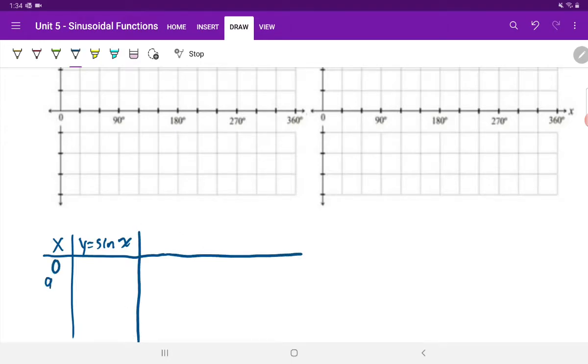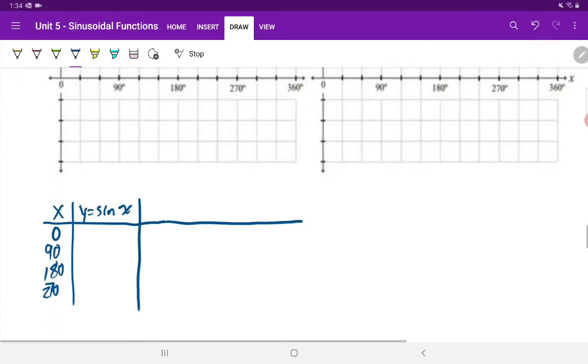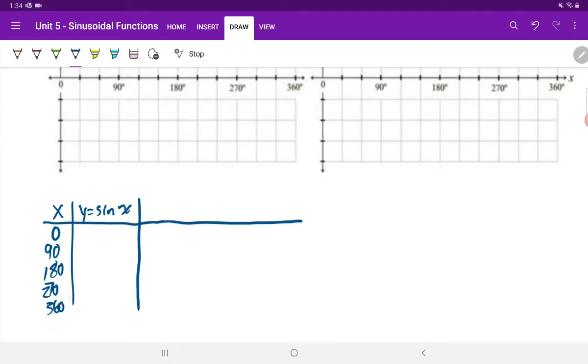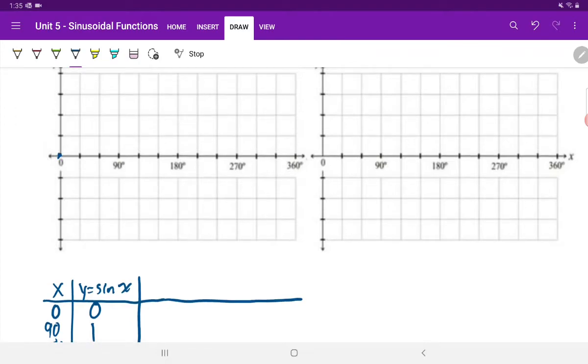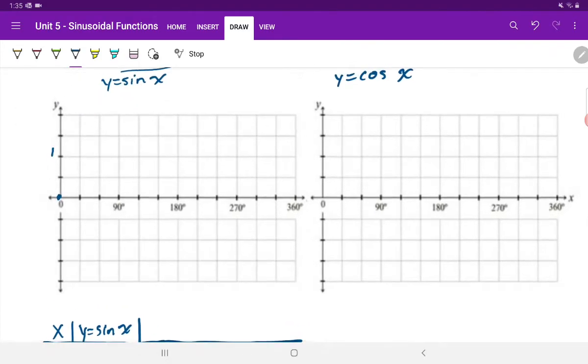Start at 0, 90, 180, 270, and 360, right? And then y equals sine x, we know that it starts at the origin, it starts at 0, goes up to 1, back down to 0, down to negative 1, back up to 0. So you get something like this. Let's call this 1 and negative 1.